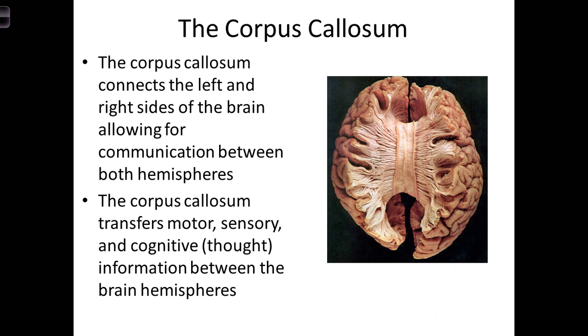Alright, the corpus callosum. The corpus callosum is what connects the two halves of the brain together. So it allows communication between the two hemispheres, or between the two halves. And essentially, it just transfers motor, sensory, cognitive, which just means thought, information between the two halves of the brain. So our brain actually has these two halves, and they kind of have to communicate a little bit between each other.